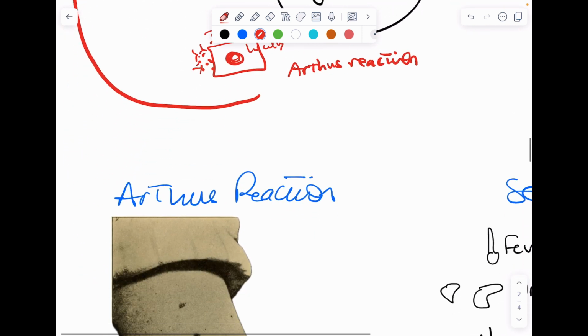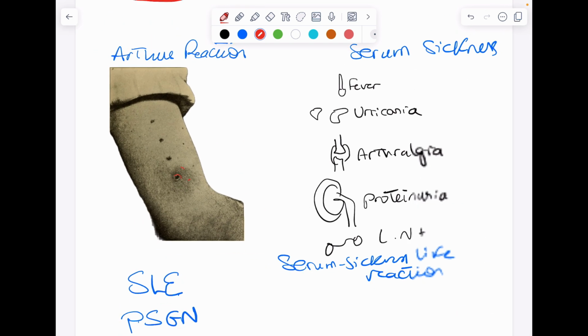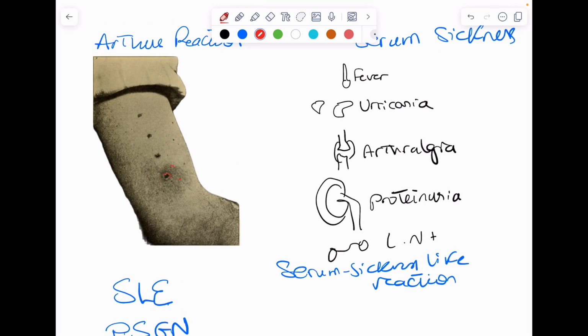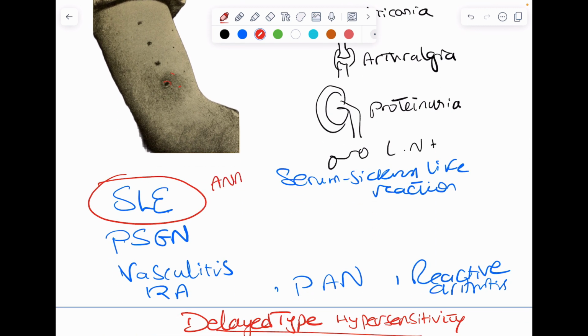We mentioned serum sickness and Arthus reaction, which looks like that. We got an ulcer and inflammation around, but there are other examples of immune complex mediated hypersensitivity like SLE. This is the main mechanism behind SLE. We have ANA, anti-nuclear antibodies against nuclear antigens. We got post-strep glomerulonephritis after streptococcal infection. We have any form of vasculitis, by the way, it's a type 3. Some types of rheumatoid, like rheumatoid arthritis, is both type 2 and 3 together.